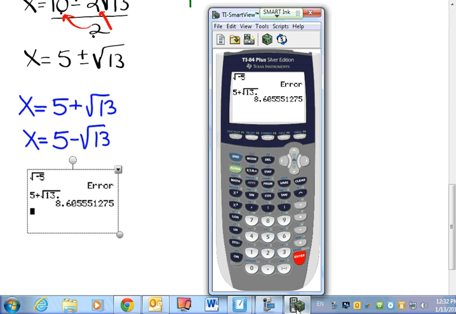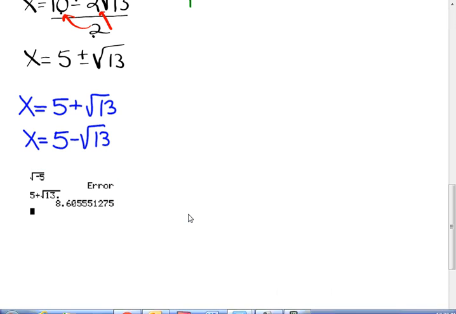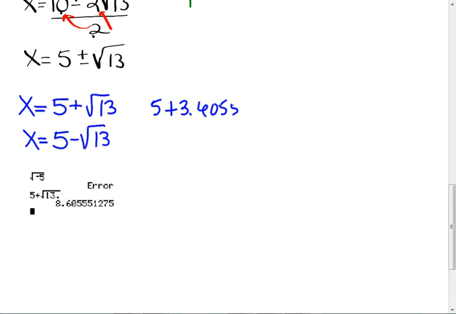Now, if you're using your phone, you're going to have to find the square root of 13, which is 3.6055. Okay? So I have to do 5 plus 3.6055 and either use my calculator to add that or add it by hand.